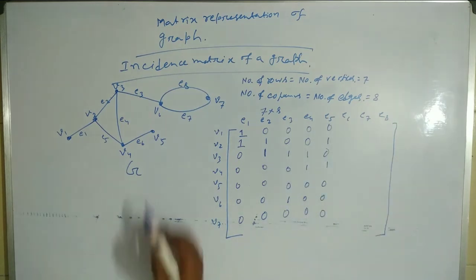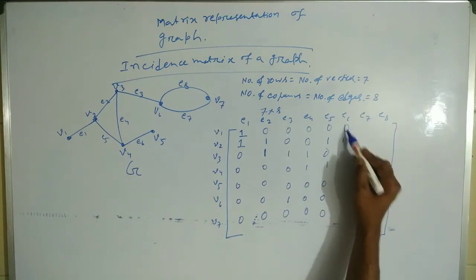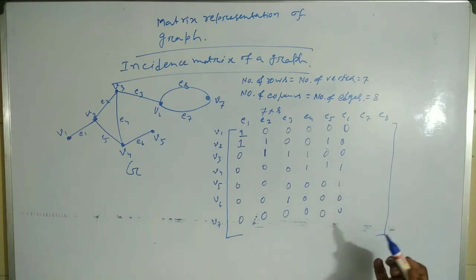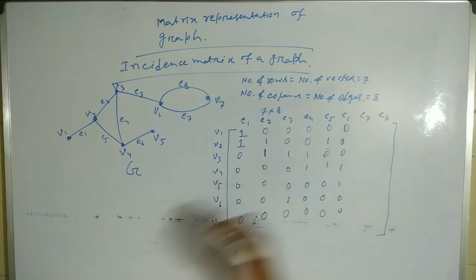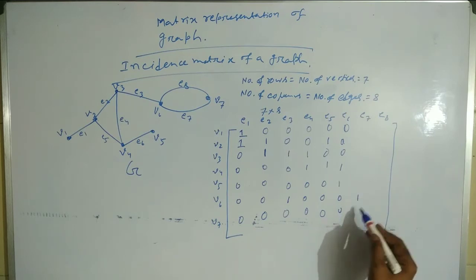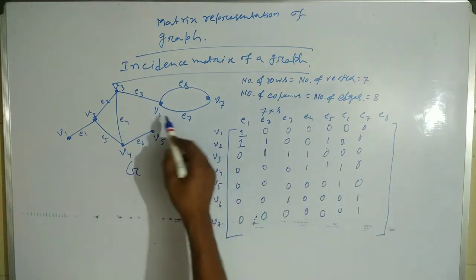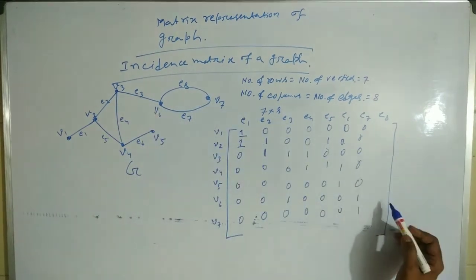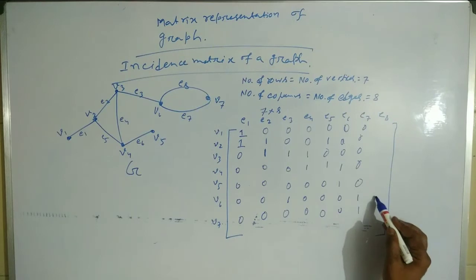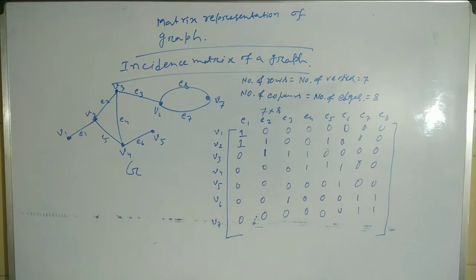For E6, E6 is adjacent with V4 and V5. So V1, V2, V3 will be 0. V4, V5 will be 1 and all others are 0. Now E7 is adjacent with V6 and V7. So V6 and V7 we are giving 1 and other elements are 0. And E8, the last edge, is adjacent with V6 and V7, similar to E7, since they are parallel edges. You know what parallel edges are. So 1, 1, 0, 0, 0, 0, 0. So this is our required incidence matrix.